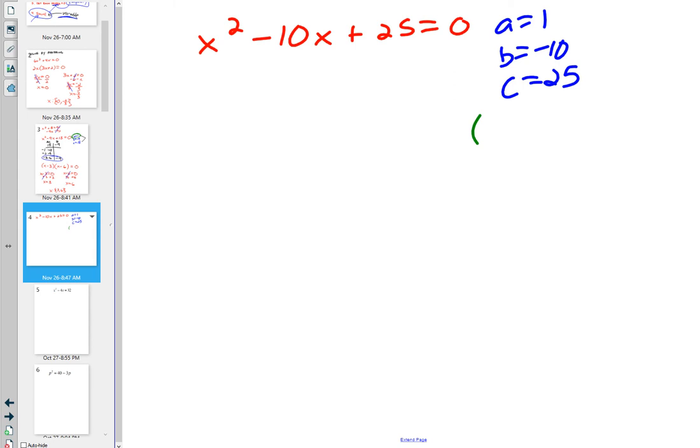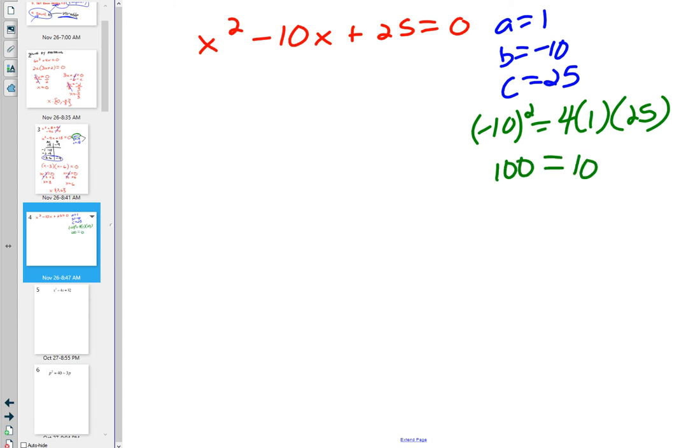B squared is equal to 4 times A times C. Negative 10 squared is positive 100. 4 times 1 times 25 is positive 100. Yes! You are a gentleman and a scholar.